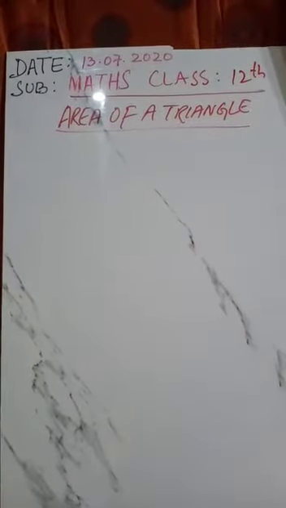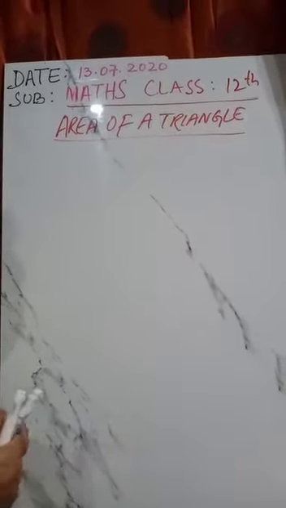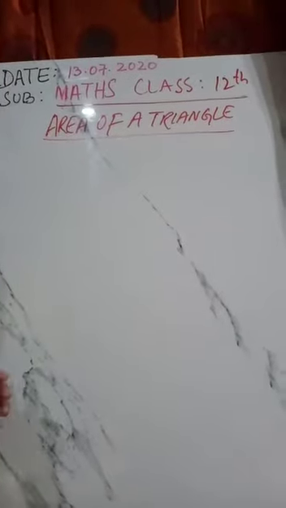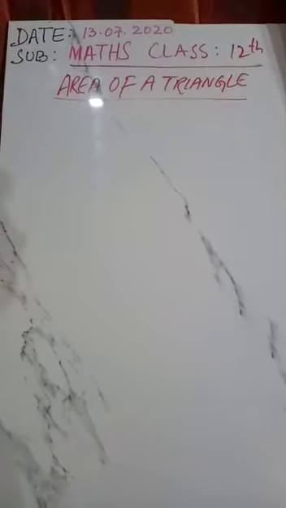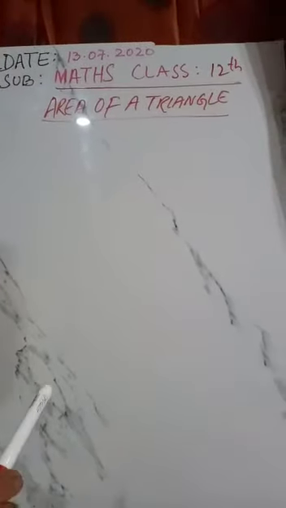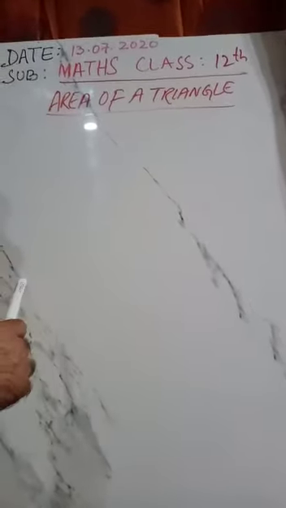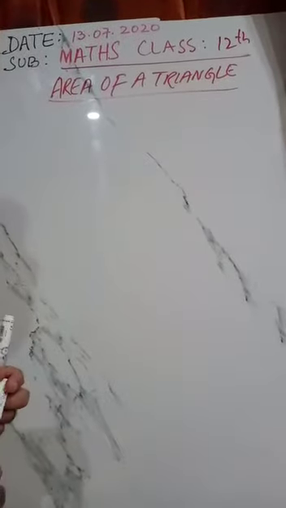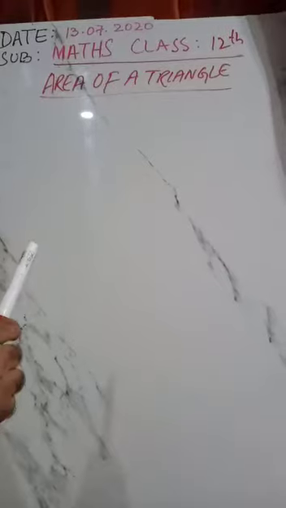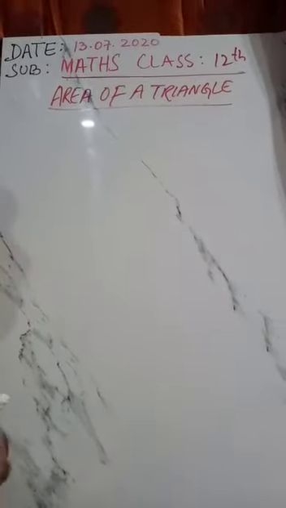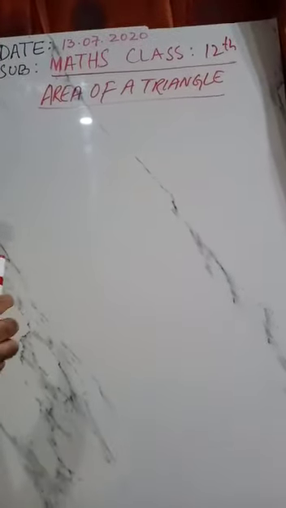Good morning, students. In this video, let us see how to calculate the area of a triangle using determinants. Students, you already know the area of a triangle, obtuse angle triangle, acute angle triangle, etc. Now let us talk about the area of a triangle with the help of coordinate geometry.